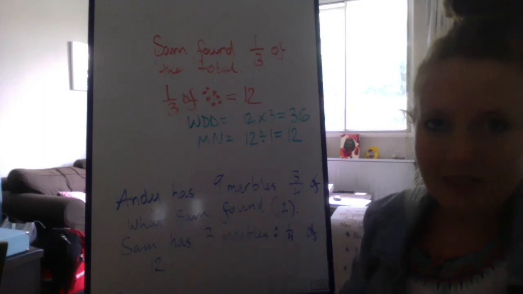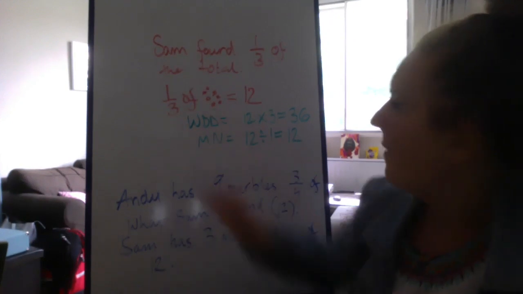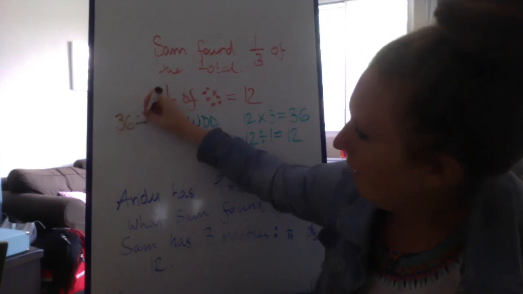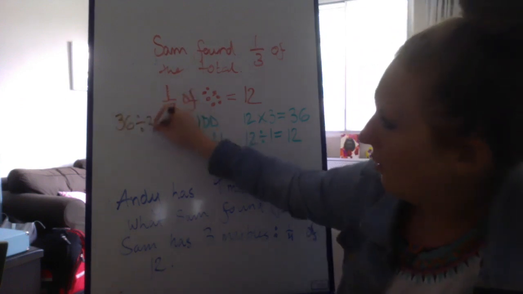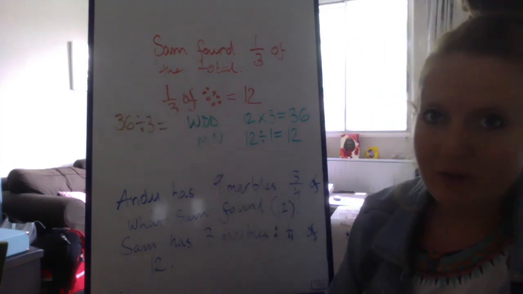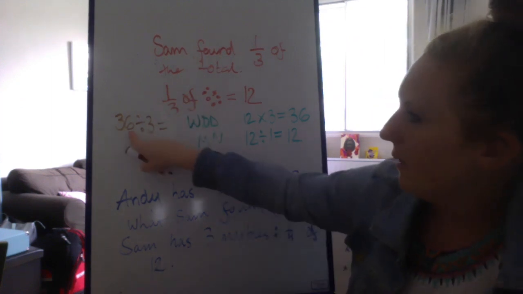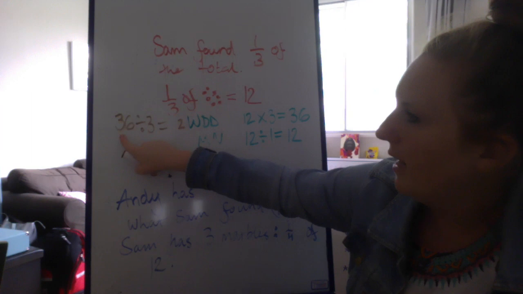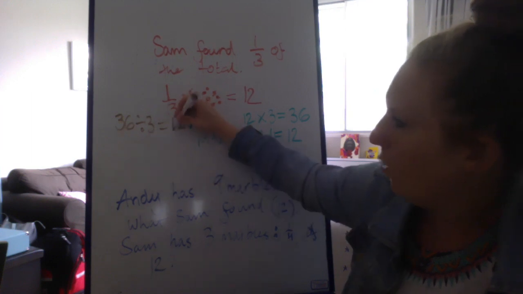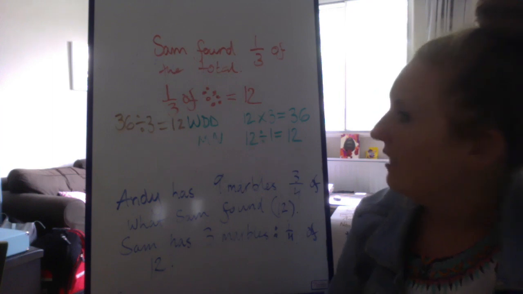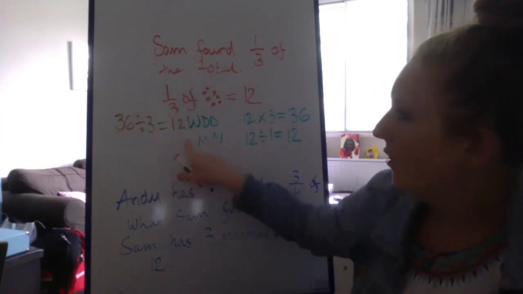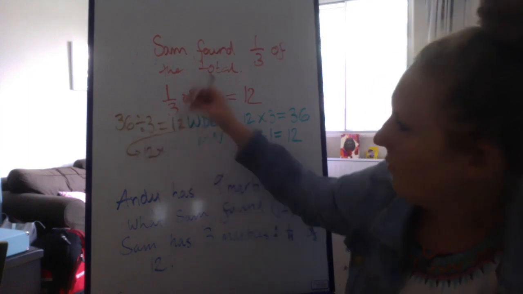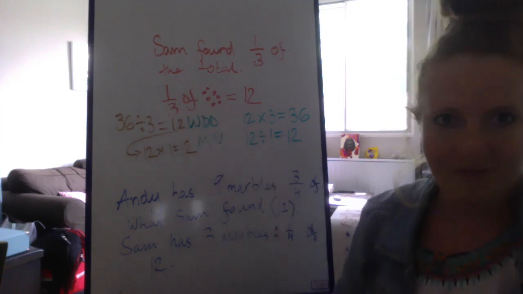Now we can double check this with our WDD M&N. So let's see, whole 36 divided by denominator 3. 36 divided by 3, well, same thing. I can start with my ones, 6 divided by 3. I know that that's going to put a 2 in the ones. 3 tens divided by 3, that's going to be 1 ten. 30 divided by 3 is equal to 10. So I know that that's 12. Not finished. Multiply this by my numerator. Numerator is 1, and that gives me 12.